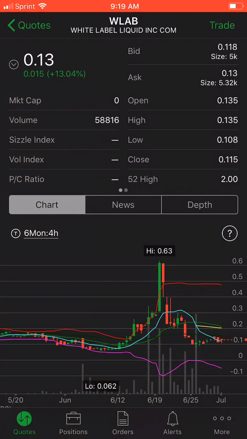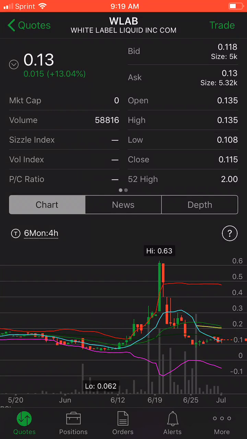Alright, before we get into it, we're going to go over some of the reasons why you might want to set an alert, and then we'll dive right in and actually create an alert for a stock on here so that way you know how. Again, we'll be using our Thinkorswim app on my mobile device. And we're going to go ahead and keep picking on white label liquid ink.